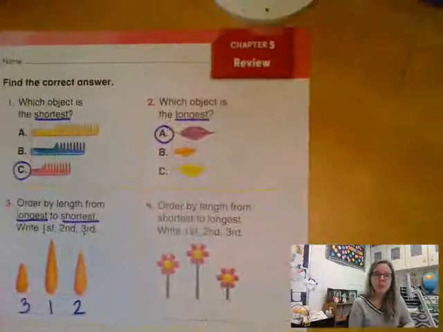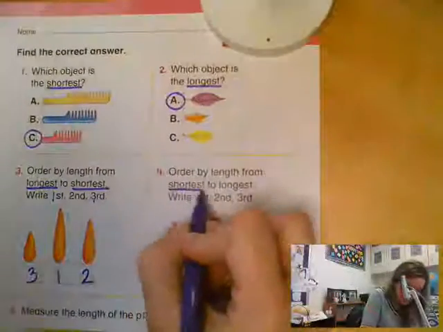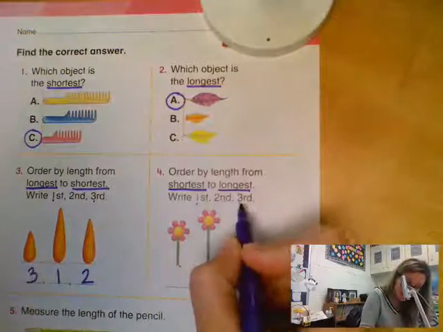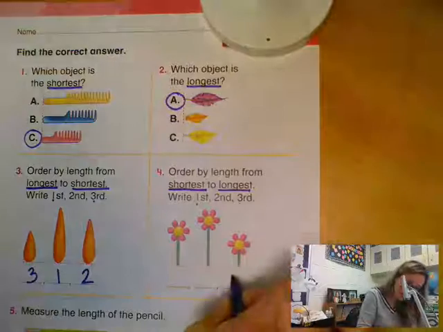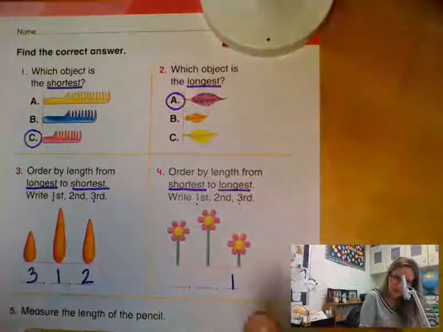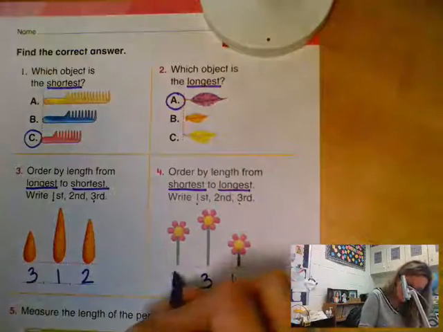Okay, looking at the flowers now, it says order by length from shortest to longest. So now our shortest will be 1 and our longest will be 3. So here we can see this flower is the shortest, so that's number 1. This one is clearly the longest, so that will be 3. And the one that's in between or in the middle is 2.